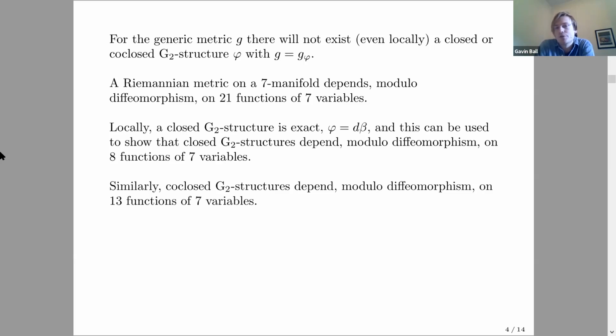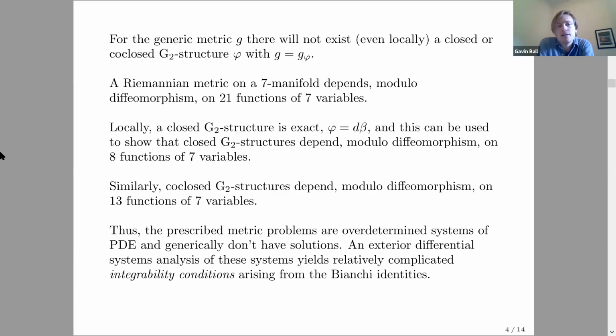You can show that they depend modulo diffeomorphism on 13 functions of 7 variables. So again, you can't expect to get the generic Riemannian metric. Okay, so this prescribed metric problem is sort of an overdetermined system. I realize here I've written system of PDE, but that's not strictly true. It's just an algebraic system. But you want to analyze it using the theory of overdetermined systems of PDE.